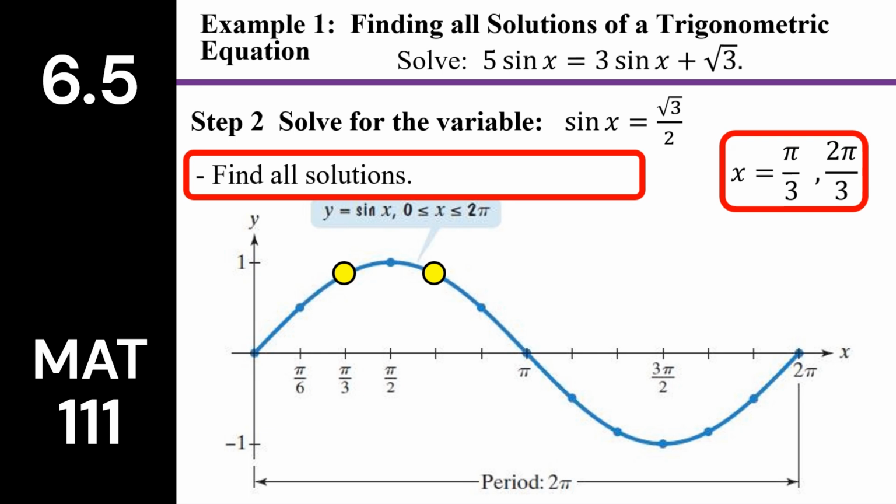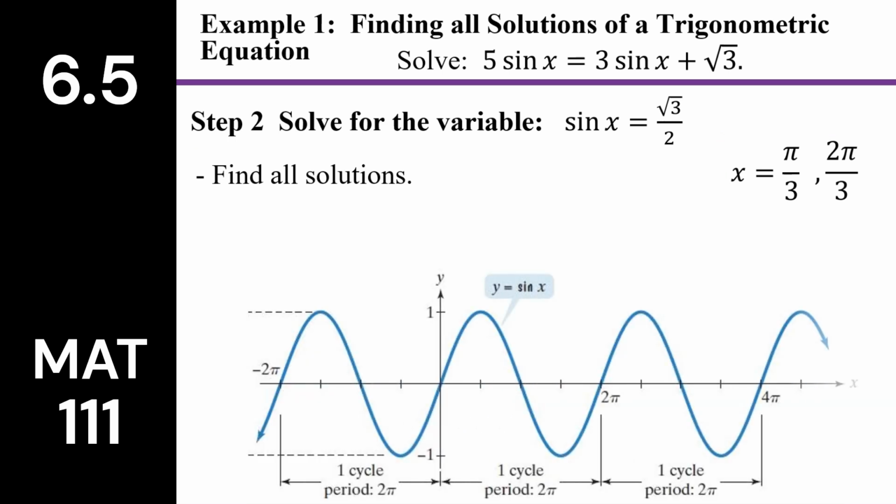But sometimes we're asked to find all the solutions. To do that, we're going to look at more of the sine wave. Here's more of our sine wave, and if we take our first solution of pi over 3, you'll notice that if we go the period of 2 pi in either direction, any multiple of times, we'll get a family of values. Same with 2 pi over 3, we can go 2 pi, the period, in either direction, any distance, to get another family of values.